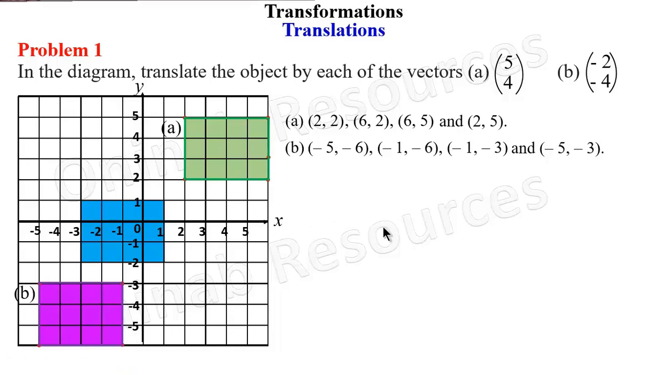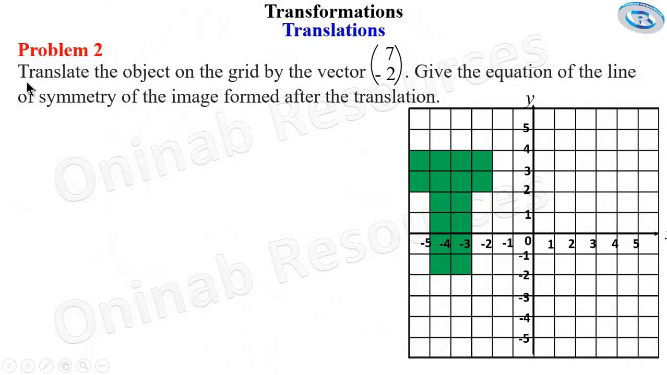We then go to problem 2. For problem 2, translate the object on the grid by the vector (7, -2). Give the equation of the line of symmetry of the image formed after the translation. For your information, this is the horizontal component movement by 7 units. The vertical is -2 units. I told you positive means to the right if it is horizontal movement.